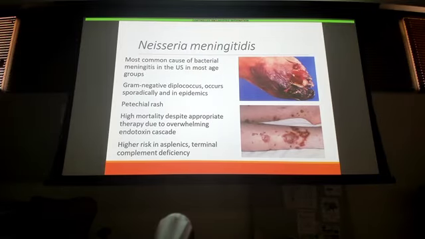Neisseria is the most common cause of bacterial meningitis in the U.S. in most age groups. It's a very, very common cause of meningitis. So on top of the normal meningismal signs, Neisseria meningitis comes with this petechial rash on the extremities that can cause a lot of purpura as well as necrosis of tissue. That's one of the things that gets tacked on to Neisseria in the meningitis picture that is kind of a telltale sign of it.